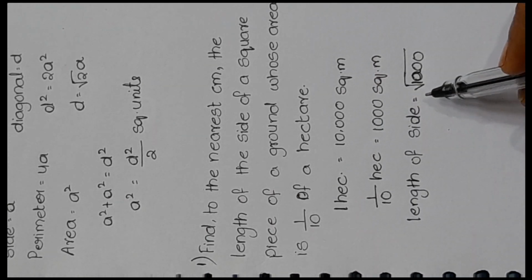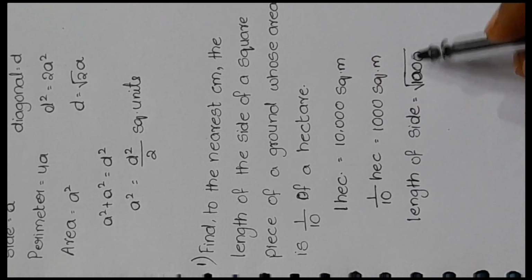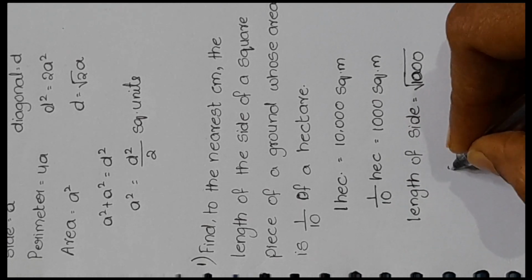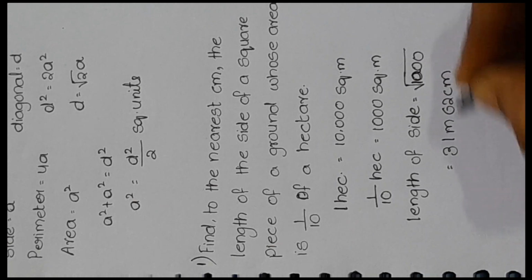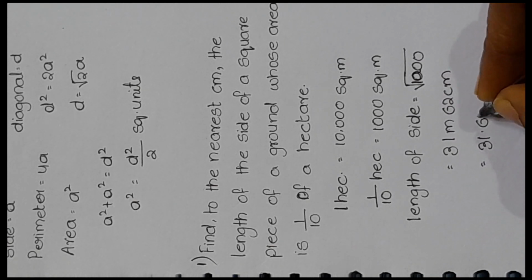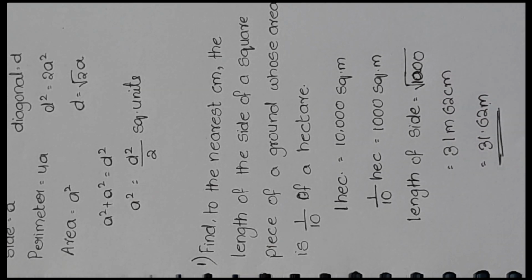Here the area of the square is equal to 1000. So the length of the side a is equal to root of 1000, which is equal to 31 meters and 62 centimeters. That is 31.62 meters.